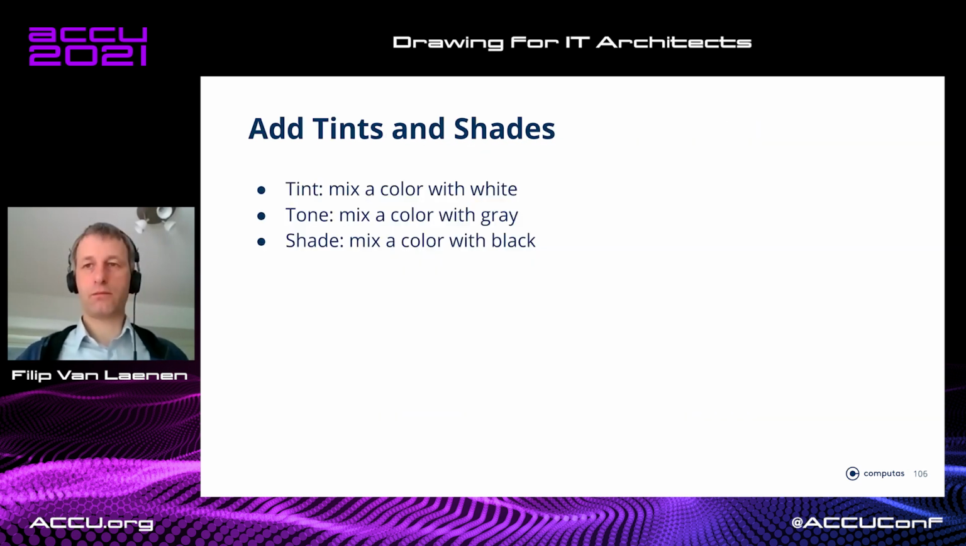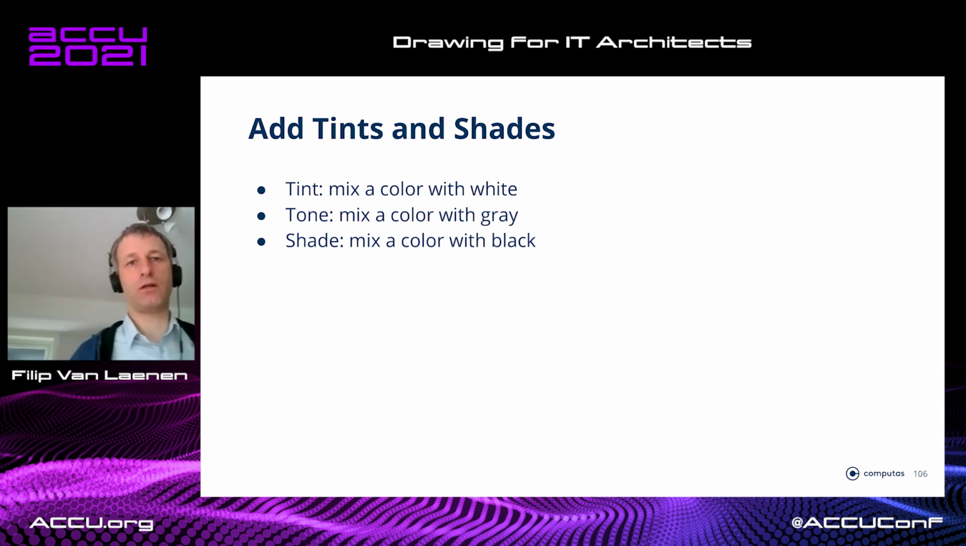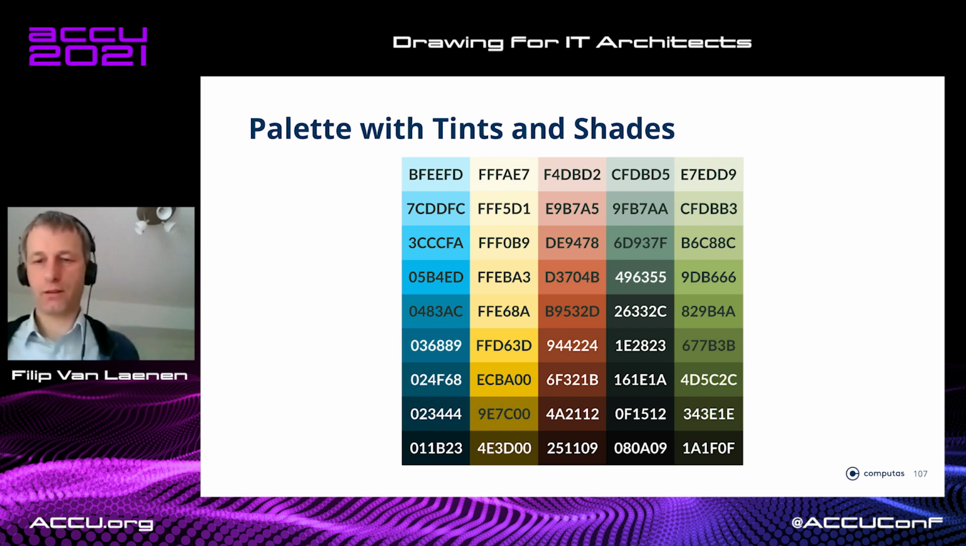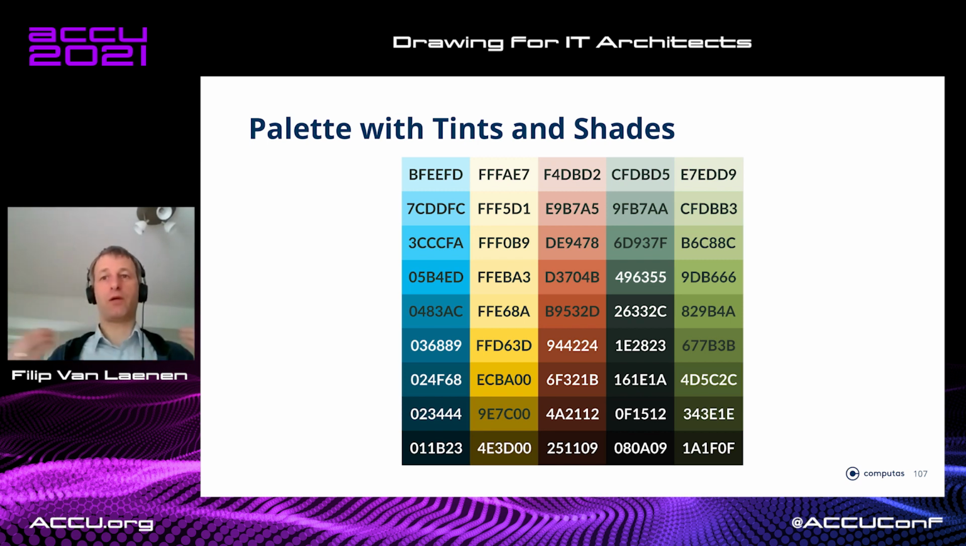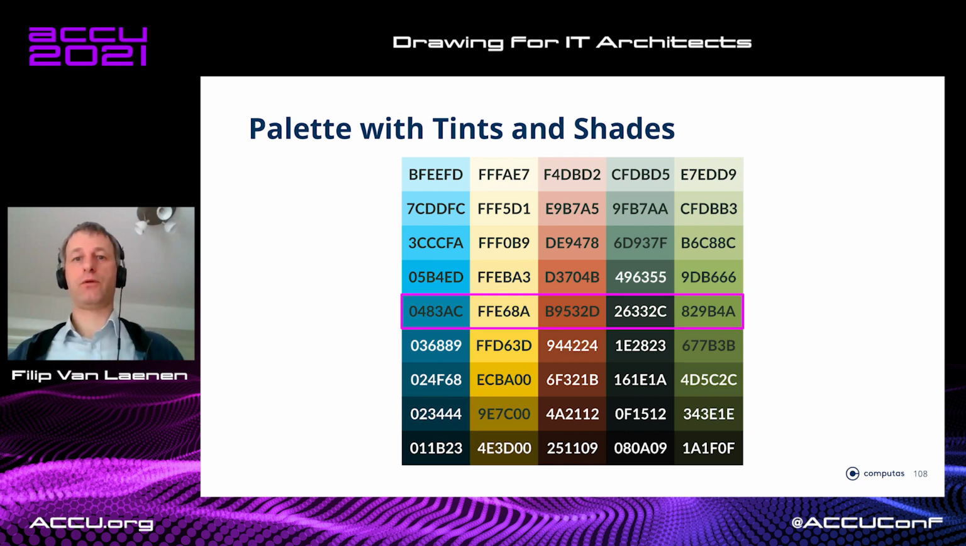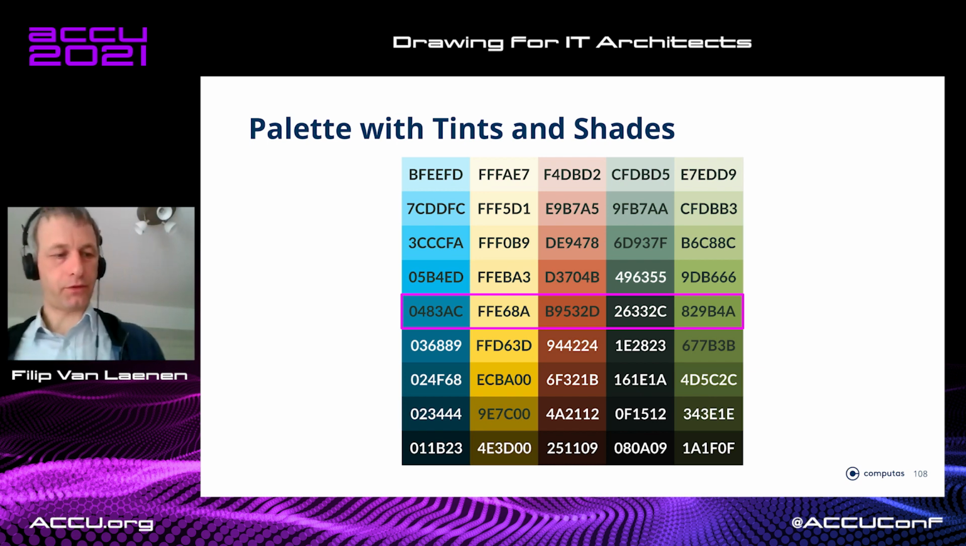And then you will probably need some tints and shades. So you can mix a color with white, gray, or black. And then you have a bigger palette where, for example, if you have to draw a box in a box, you can use a lighter blue on the darker blue. You can vary like this. But the basic colors are in the middle, and then you can make darker or lighter versions of it. That's a way to make a palette on your own.